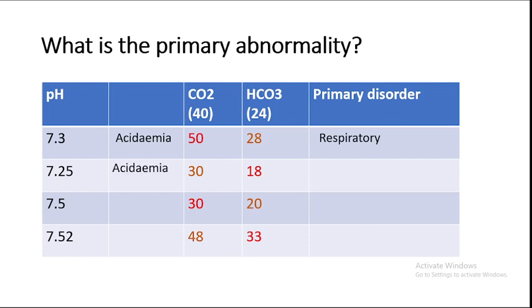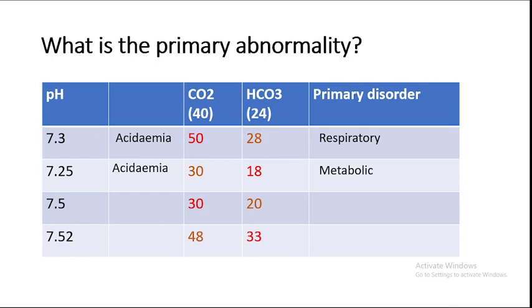Next one. Again there is acidemia, but here the bicarbonate has gone down and the carbon dioxide is also low. Low carbon dioxide will cause alkalosis and low bicarbonate will cause acidosis. So this acidemia is explained by the bicarbonate. So it's a metabolic acidosis which has caused acidemia.